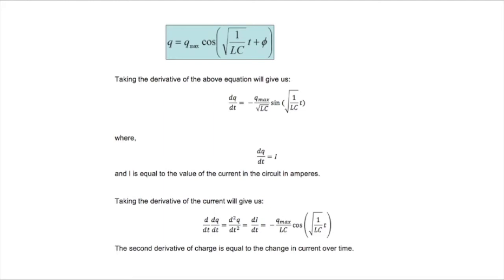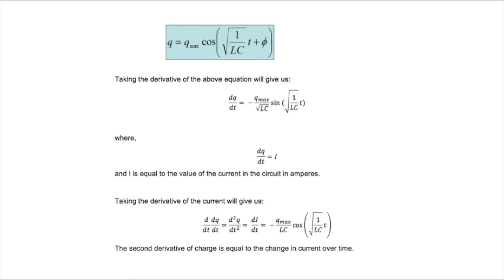So we will be using the equation Q is equal to Q max times the cosine of the square root of 1 over LC times T. This will give us the charge for our circuit. Taking the derivative of charge will give us the current, and this is equal to the equation negative Q max over the square root of LC times the sine of the square root of 1 over LC times T.